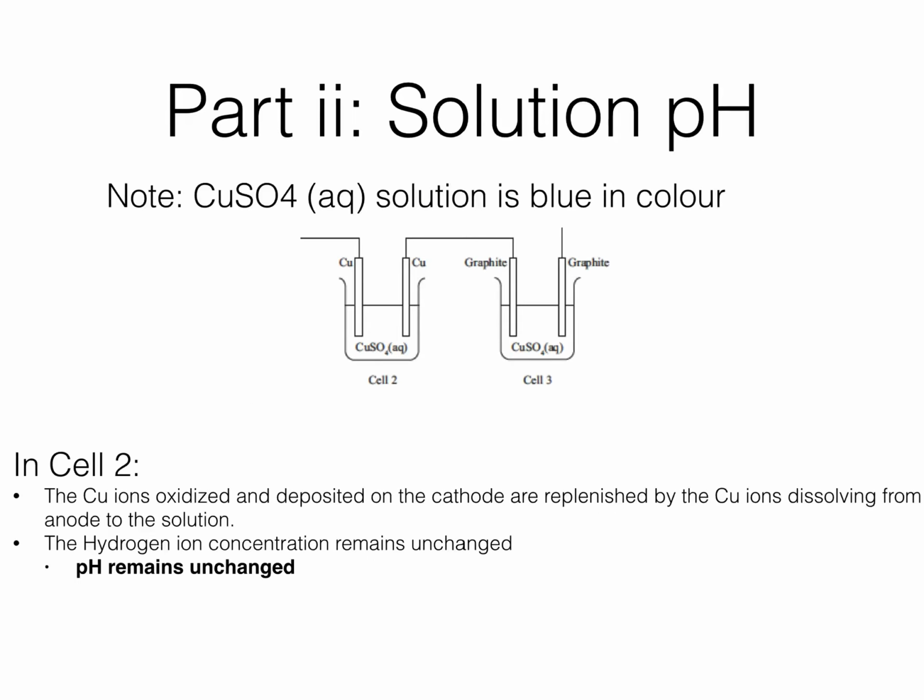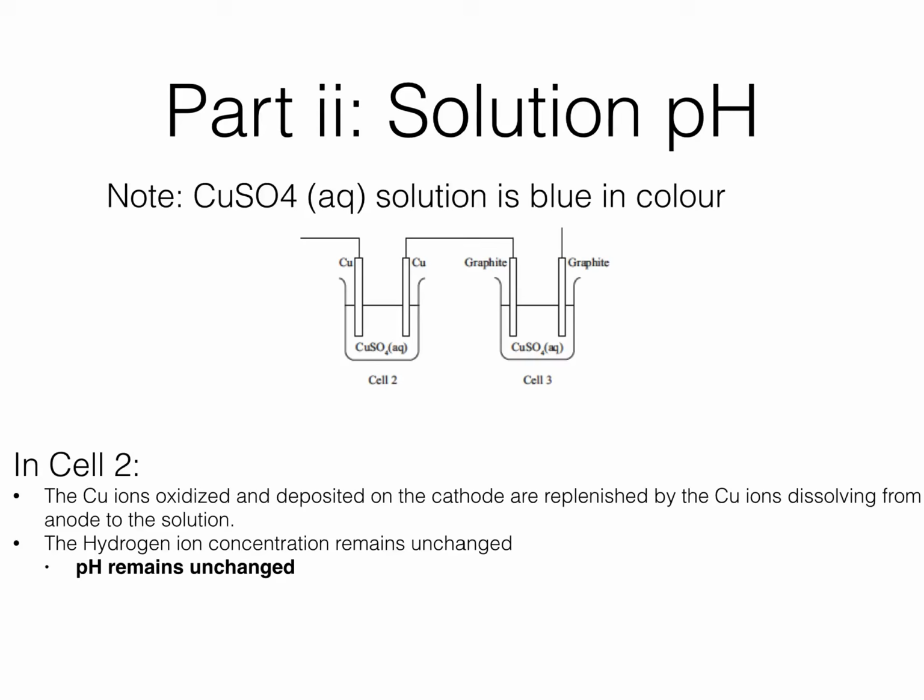Let's take a look at your part 2 then. So we're asked about the pH in this case. As you can see, in cell number 2, what's happening is the copper ions from the solution are getting deposited on the copper electrode. So the cathode is getting copper ions deposited. At the same time, the anode, which is also copper, is losing copper ions. So essentially there's no change in copper ion concentration.